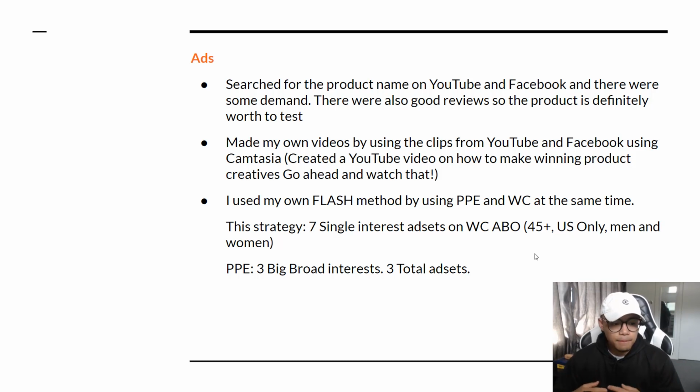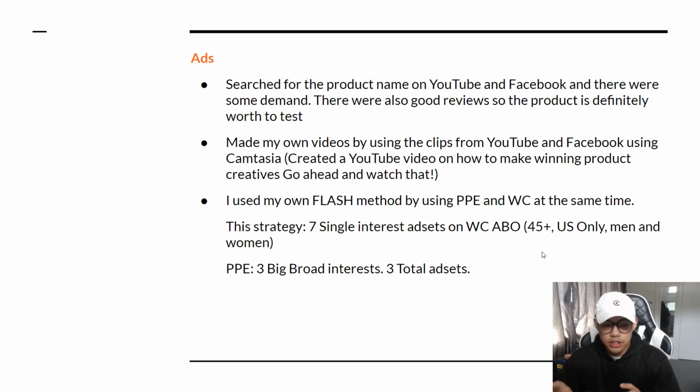Now, the second campaign that you want to create is a PPE. I did 3 big broad interests, 3 total ad sets. Now, big broad interests, these interests are basically the big ones, which are 50 million or more audiences. Typically, you'll see this if you just search for a niche. So that's what I did.